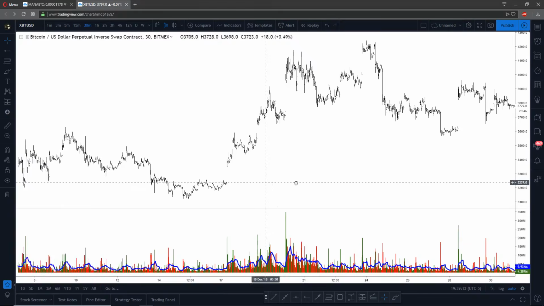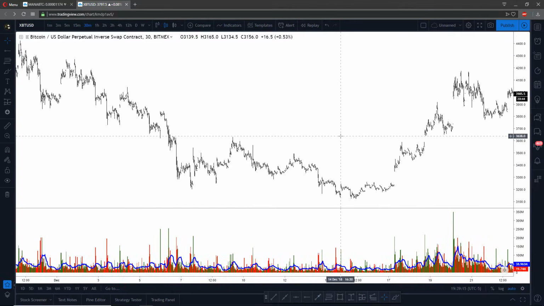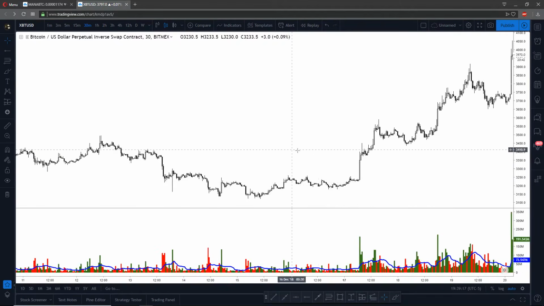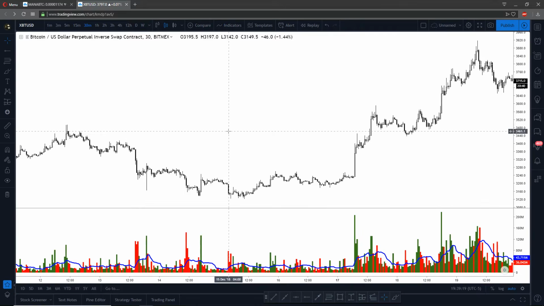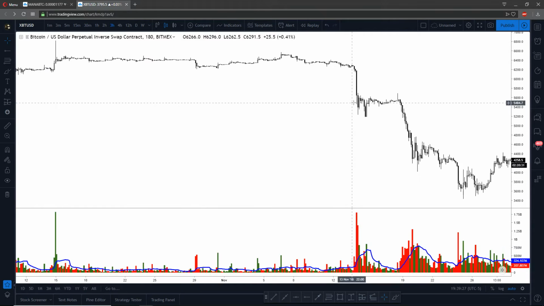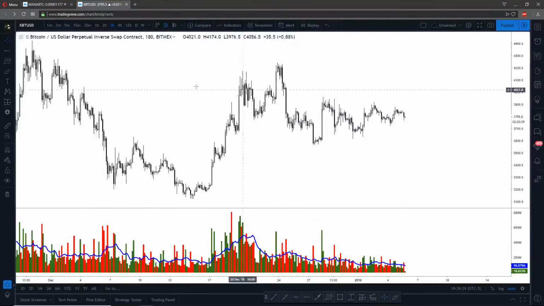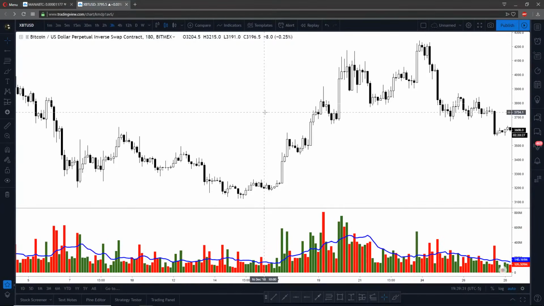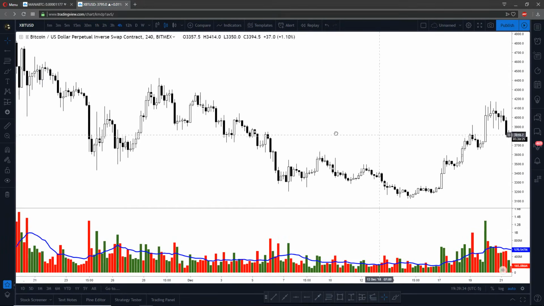Okay, where is that? That's all the way down here. Okay. Yeah, this is exactly what I'm talking about. So we're not going to look at this on a 30-minute because this is too long. Let's pull it up on a higher time frame. We're going to look at it on a 4-hour.